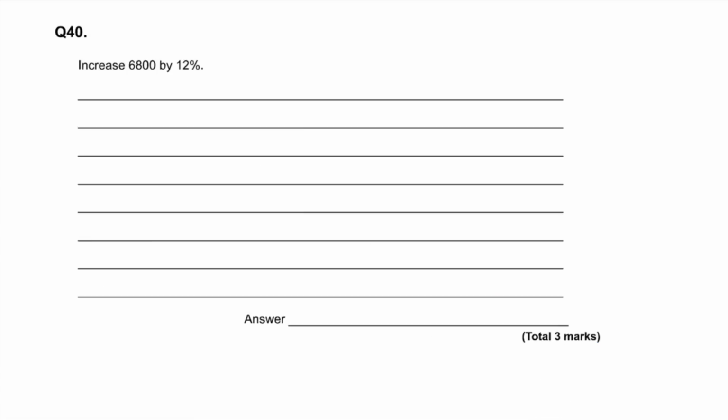Okay. Question 40, increase 6,800 by 12%. So again, if 100% is 6,800, then 10% is equal to 680. 1% would be a tenth of that, would be 68, and another 1% would be another 68. So if I add all of those together, including the 100%, that's going to give me 112%. So we've got 100%, we've increased it by 12%, we've got 112%.